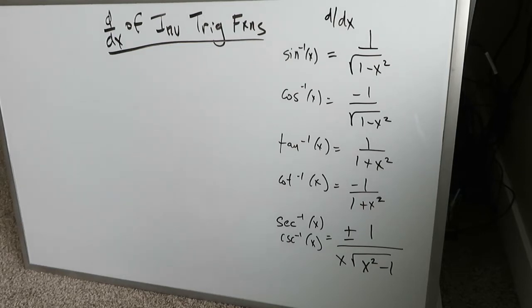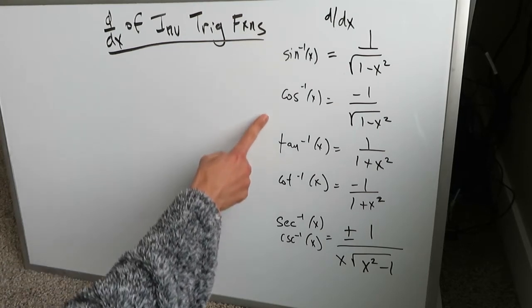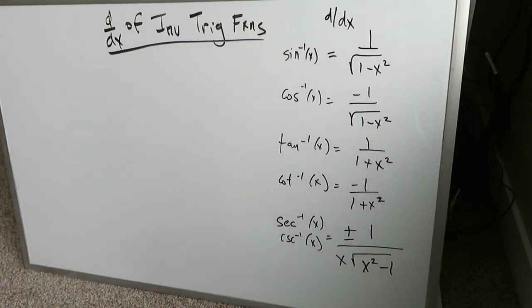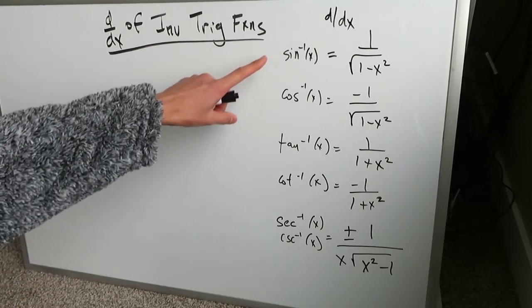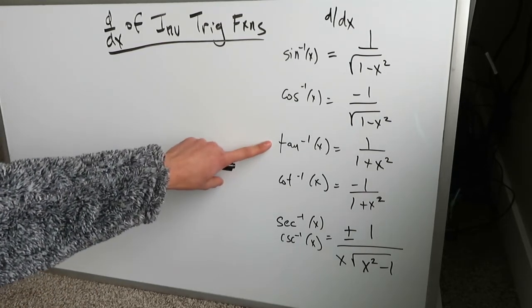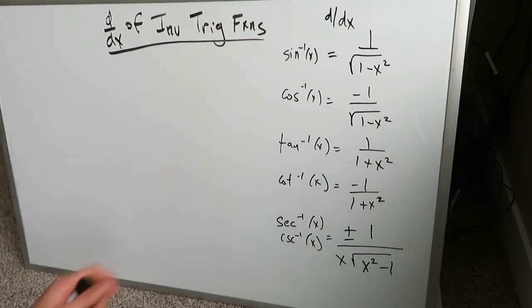Now when you look over here on the side, I have the derivatives already laid out to you for the 6 inverse trigonometric functions. I have them laid out in order of decreasing importance, or decreasing frequency of you seeing such questions. If you look here on the top, the sine inverse, cosine inverse, and the tangent inverse are most important and most commonly seen.